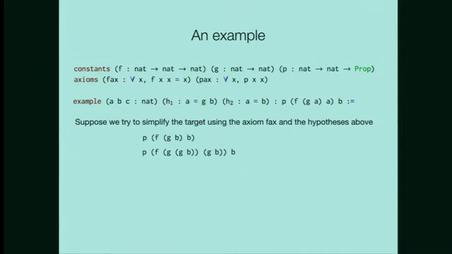One kind of automation you have in Lean is a simplifier. You can use axioms like f of x equals x as a rewriting rule. And you can use the hypotheses as rewriting rules also. You can view a equals g of b as a rewriting rule that goes from a to g of b.